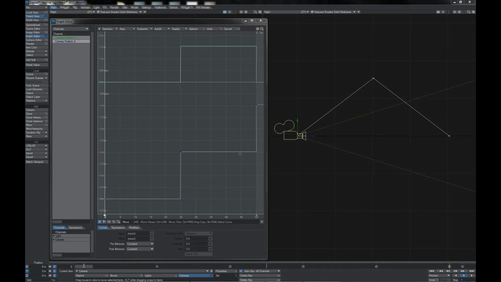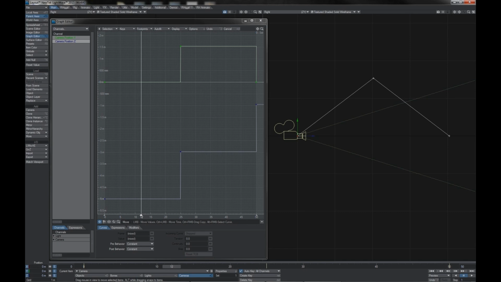In this video, we'll take a look at the different key curve types that are available to us in Lightwave, and the differences between them and how we use them. First of all, you can see that once again here I have another one of my shockingly exciting pieces of animation just on a single camera there.